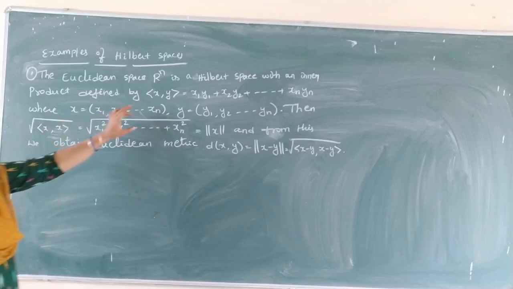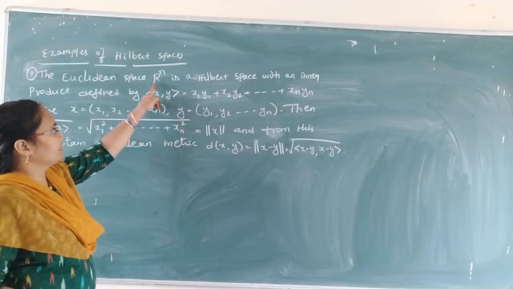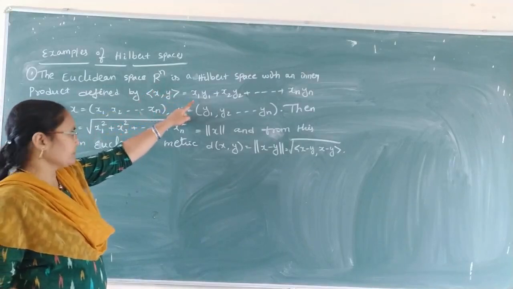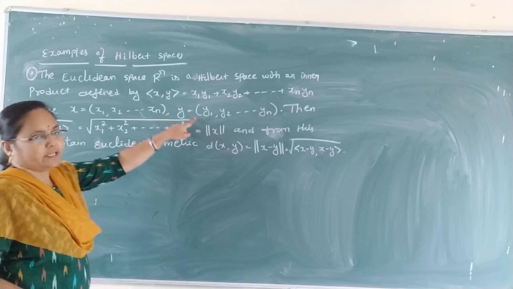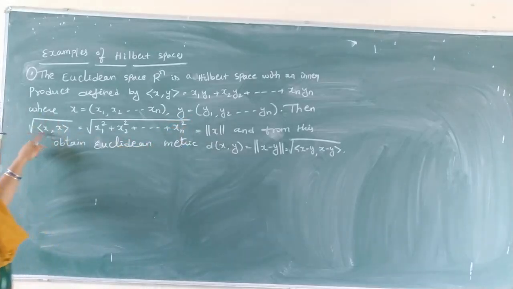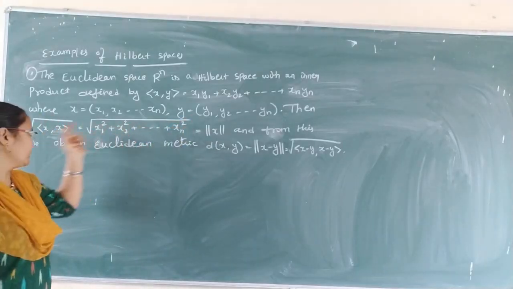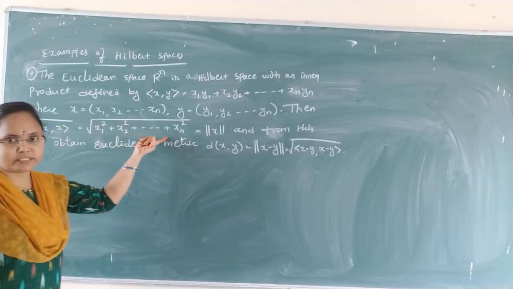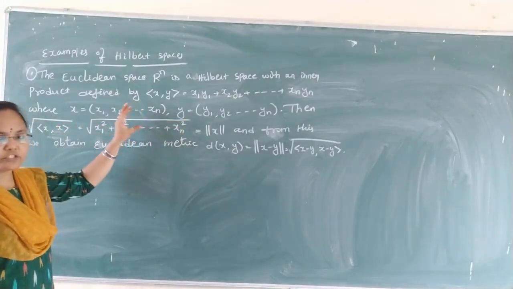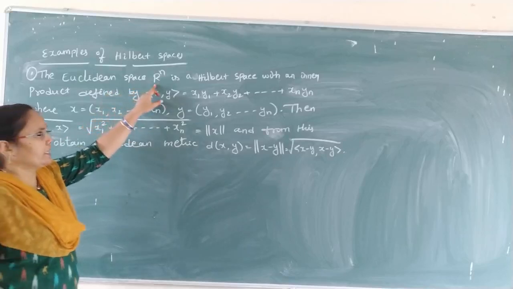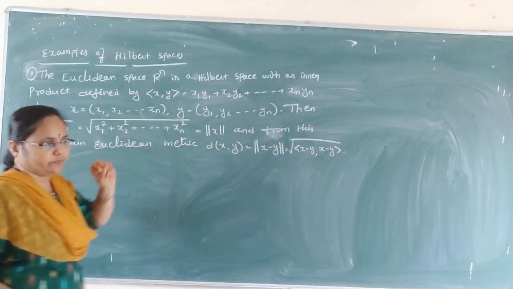Using these conditions, the inner product of two vectors in R power n is this, and the vectors are like this, and the root of the inner product of x comma x is equal to this. Using all these conditions, we have to show that this R power n is a Hilbert space. See the proof.